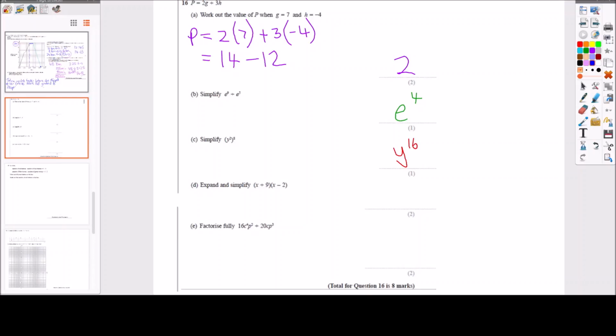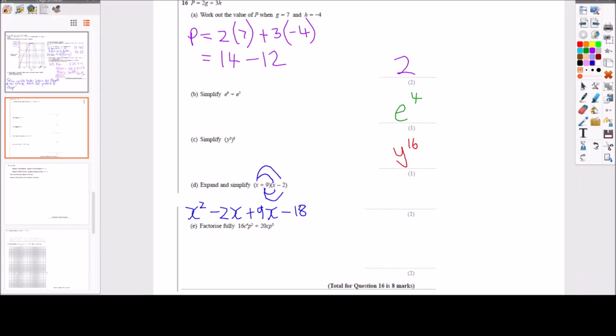Now, to expand and simplify the brackets, expanding means getting rid of the brackets, so you do the four-clause method. You're going to do x times x, x times -2, 9 times x, 9 times -2. So clause number 1, x times x is x squared. X times -2 is -2x. Plus 9 times x is plus 9x. Then 9 times -2 is -18.